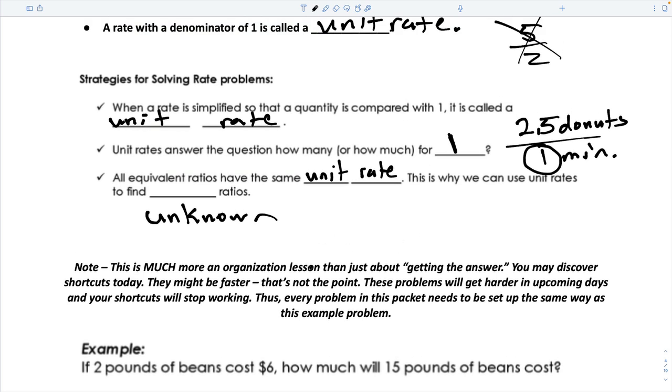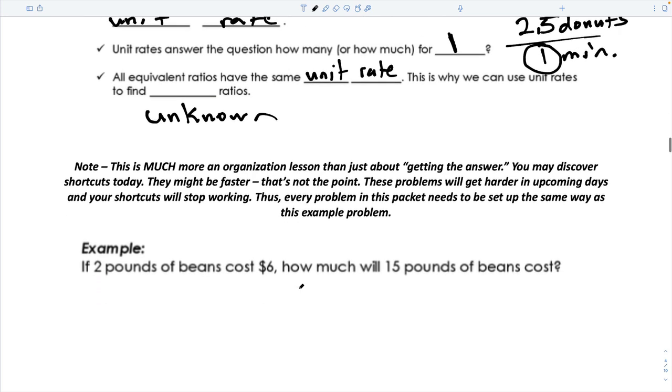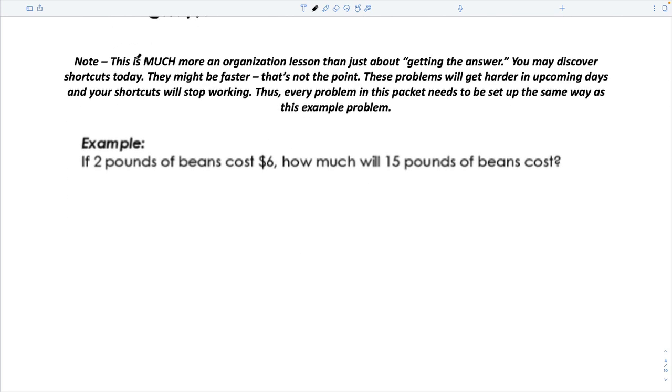Read the note for me, Addie. This is much more of an organization lesson than just about getting the answer. You may discover shortcuts today. They might be faster. That's not the point. Those problems will get harder in upcoming days when your shortcuts will stop working. Thus, every problem in this packet needs to be set up the same way as this example.